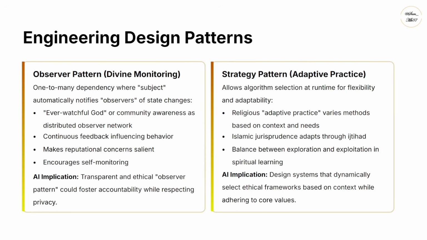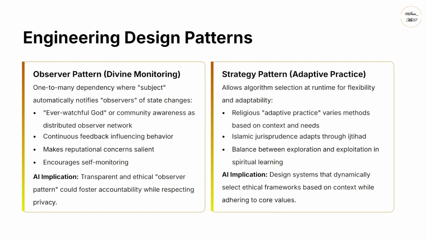There are very powerful analogies here between software engineering and the religious system. We have the observer pattern, which describes a one-to-many relationship where changes in a subject's state are automatically broadcast to its observers. In a religious system, this maps onto the idea of an ever-watchful God or community-based moral surveillance. This awareness, of being observed by divine forces, ancestors, or peers, creates a continuous feedback loop that shapes behavior.